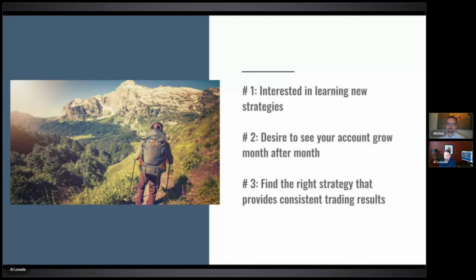All right, perfect. All of the above. That's great. All of the above so far. Perfect. Okay, we got some guys that are interested in learning new strategies, desire to make the account grow. Okay, so 3 and 4 looks like the best ones on there. Okay, so I think we're in the right place.